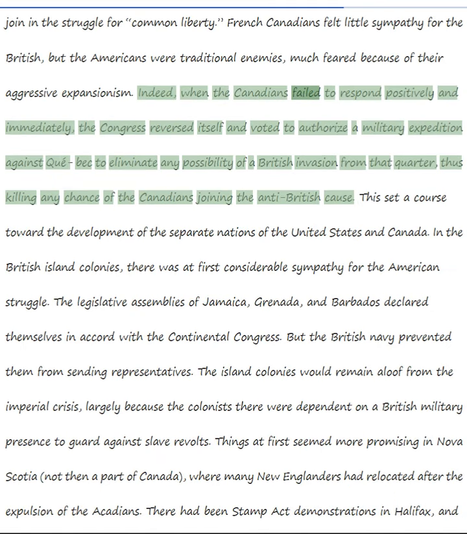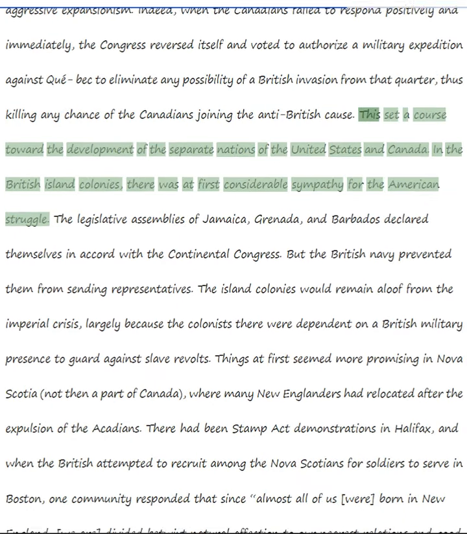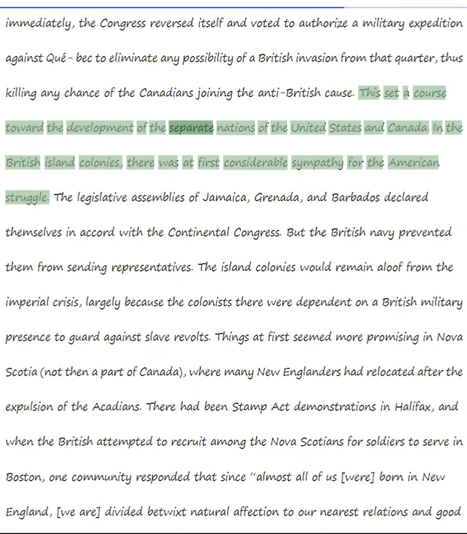Indeed, when the Canadians failed to respond positively and immediately, the Congress reversed itself and voted to authorize a military expedition against Quebec to eliminate any possibility of a British invasion from that quarter, thus killing any chance of the Canadians joining the anti-British cause. This set a course toward the development of the separate nations of the United States and Canada.